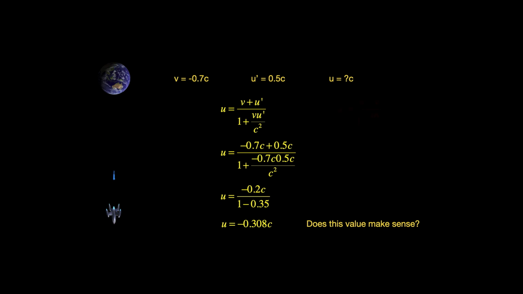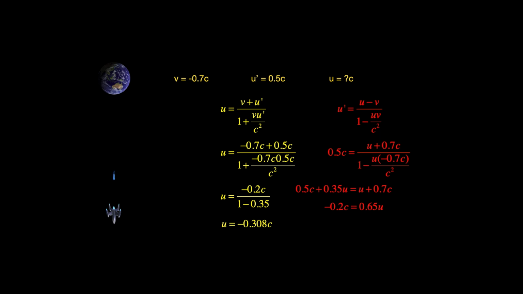Now you can do this calculation another way using a variation of that equation, and if you plug those values in, you're going to get the same answer. But this time you get negative 0.308c again. It's a little bit longer to do. So sometimes picking one version of the equation is quicker than the other.